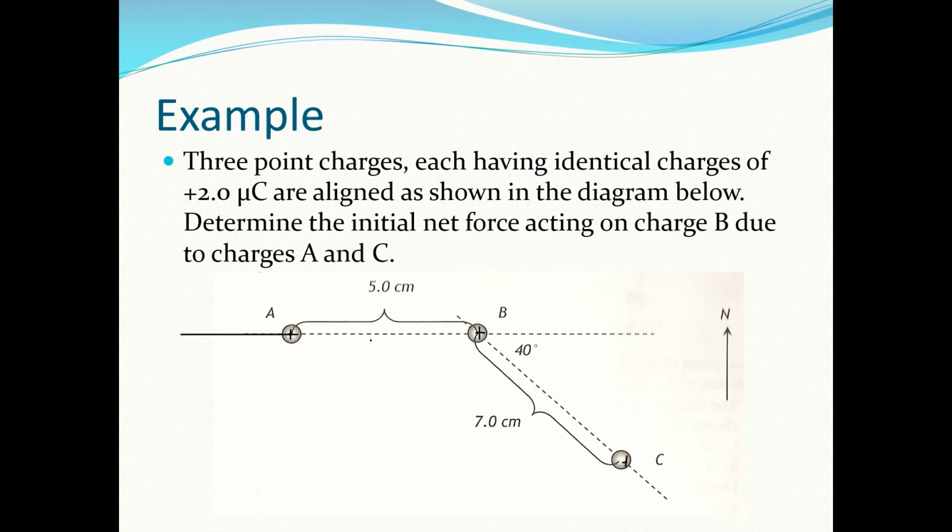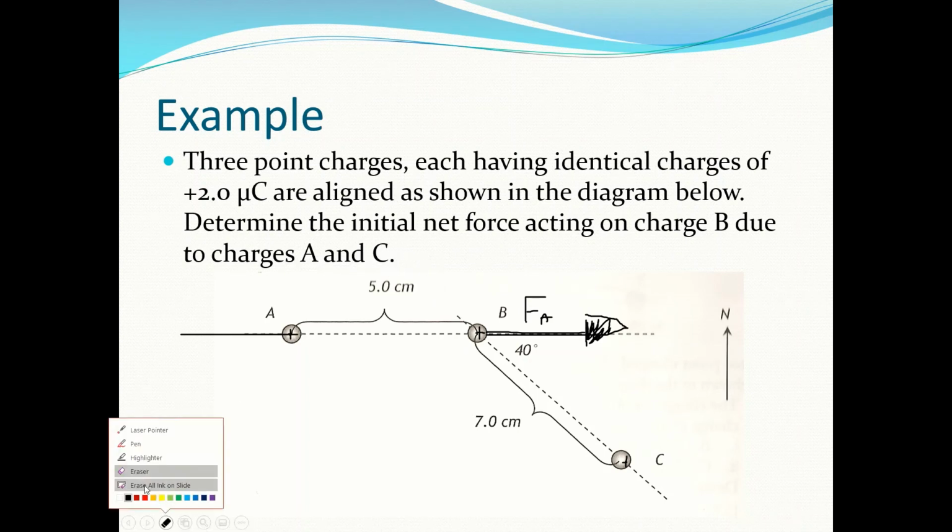Okay? Remember that A and B are going to be repelled from each other. So B is going to be repelled from A. So this is the force of A in this situation. It's a repulsive force. And C is also going to repel B like that. So this is the force of C in this situation, right? Let me fix that. C should be a little bit smaller because it's further away. So I'm going to draw it a little bit smaller. So this is what it's going to look like.